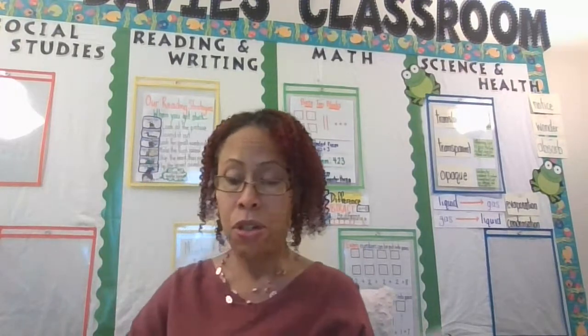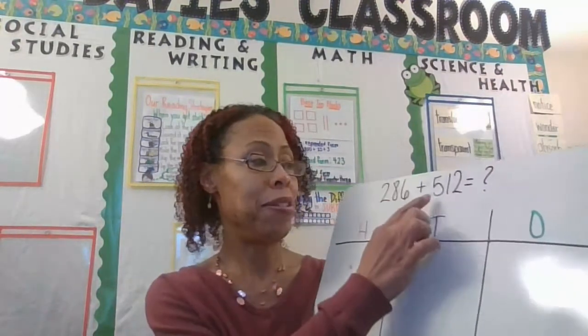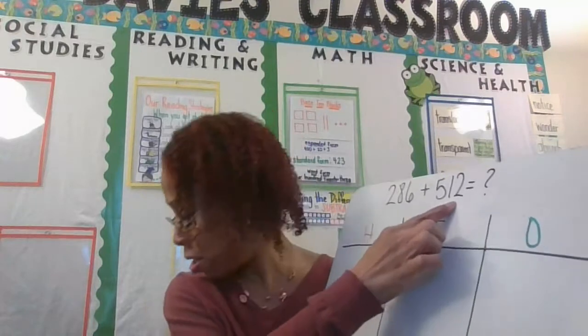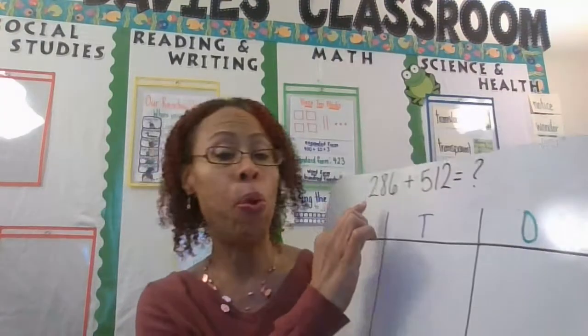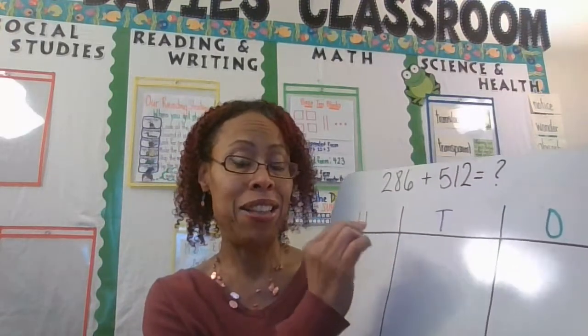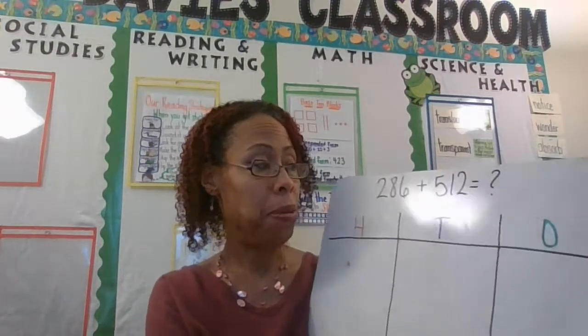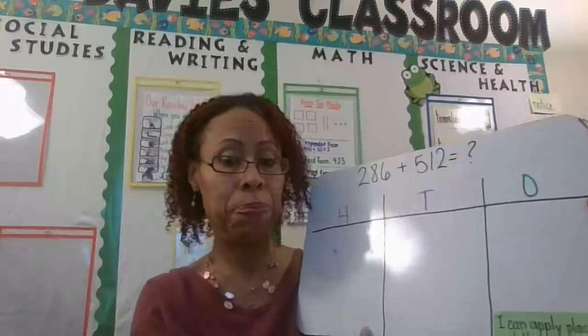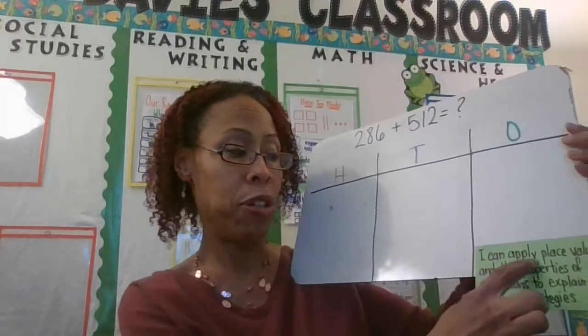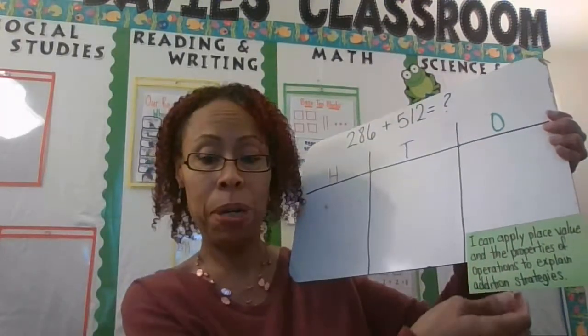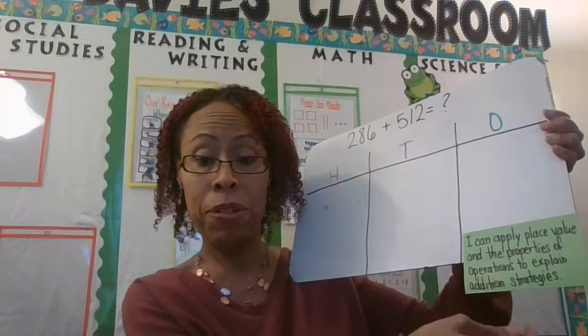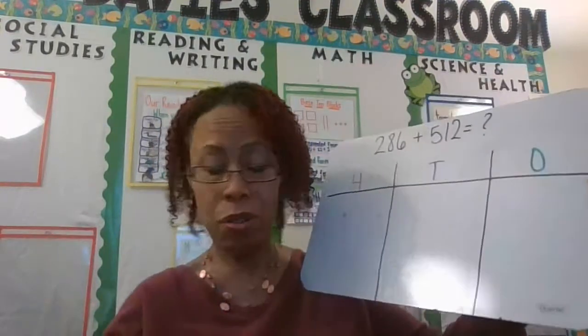So we're going to take those same numbers, 286 plus 512. How do we know it's addition? Because we heard the word more, and those key words tell us we're going to add. So now we have our problem with the unknown at the end. And remember, we're going to apply place value and the properties of operations to explain addition strategies.